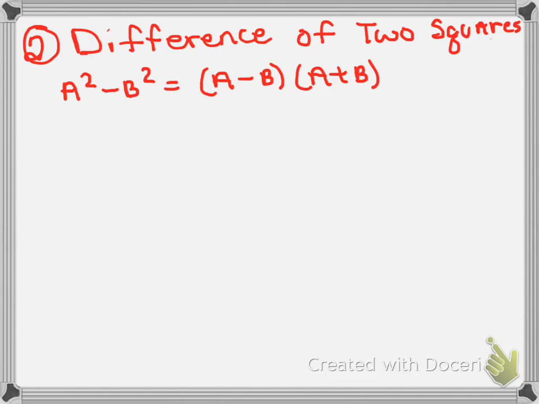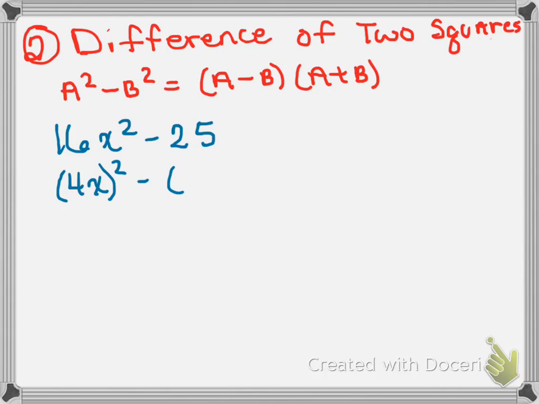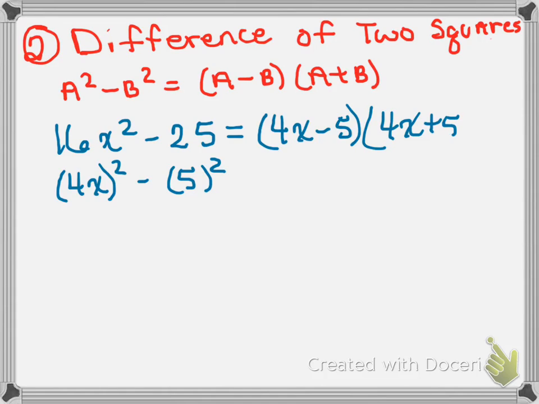Let's look at an example. You may be given a problem like 16x squared minus 25. When looking at this problem, you want to think about what is the a term and what is the b term. In this problem, the a term would be 4x and the b term would be 5. When you factor it, it's going to factor into 4x minus 5 times 4x plus 5.